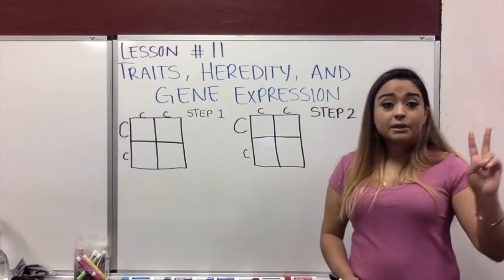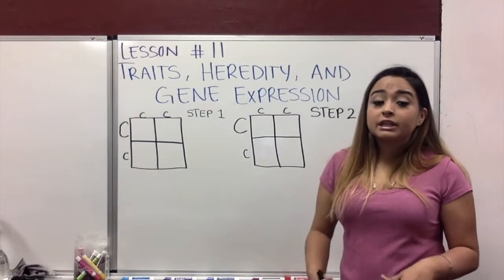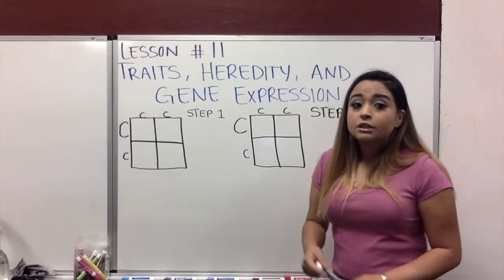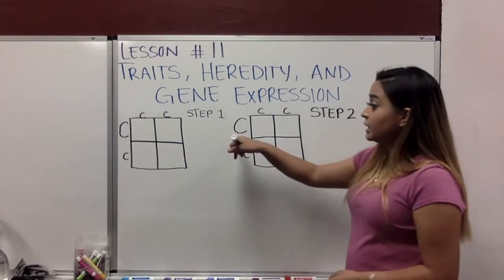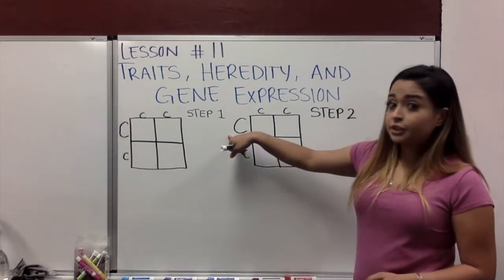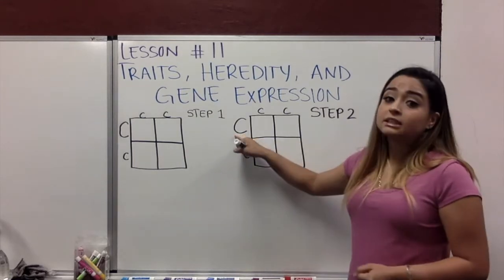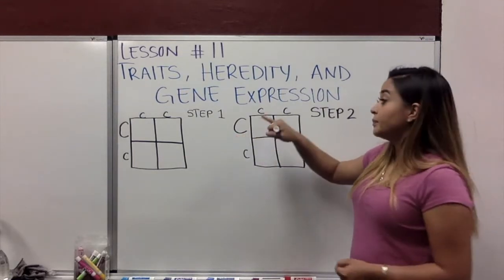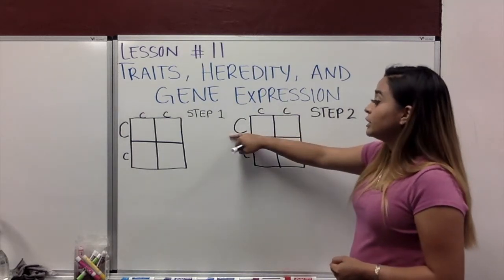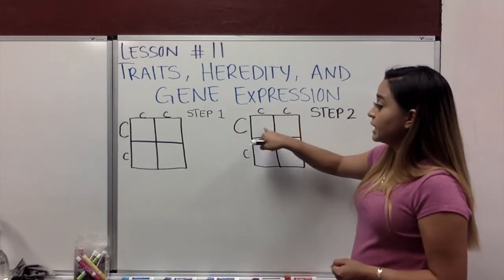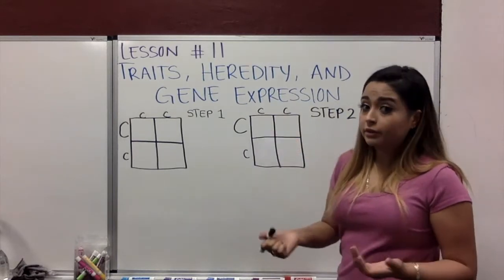Now, step number 2. We're going to start filling in our possibilities. So, how will we do that? We will take the father's first gene, which in this case is the dominant C, and the mother's first gene. So we're going to take the first one from each side, and in this square, we're going to fill them in.